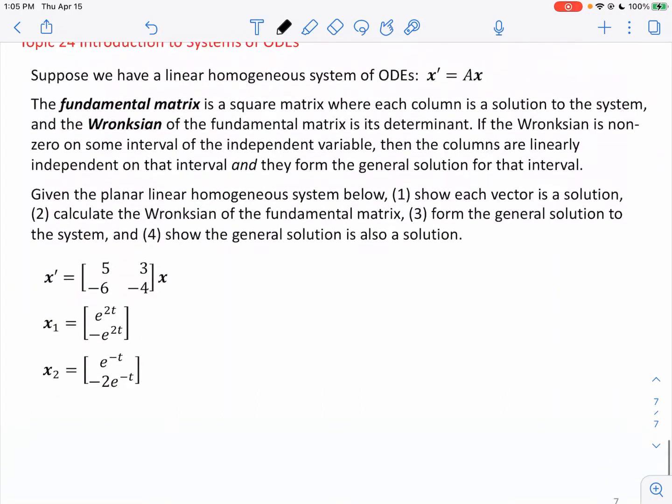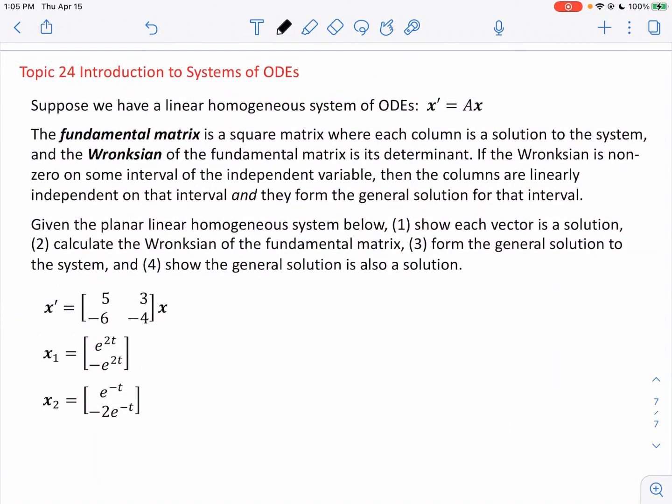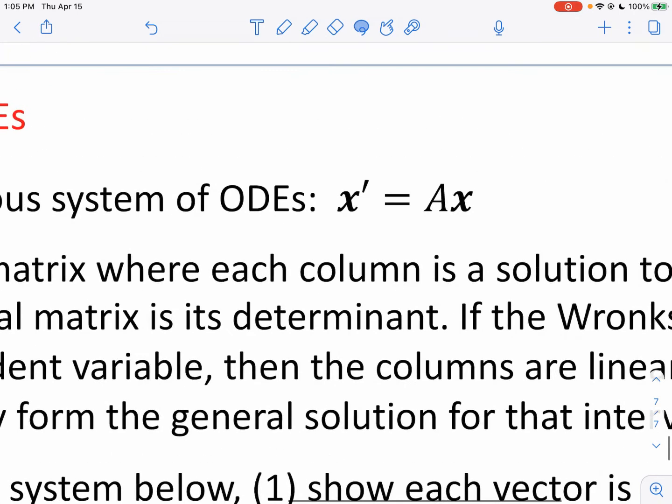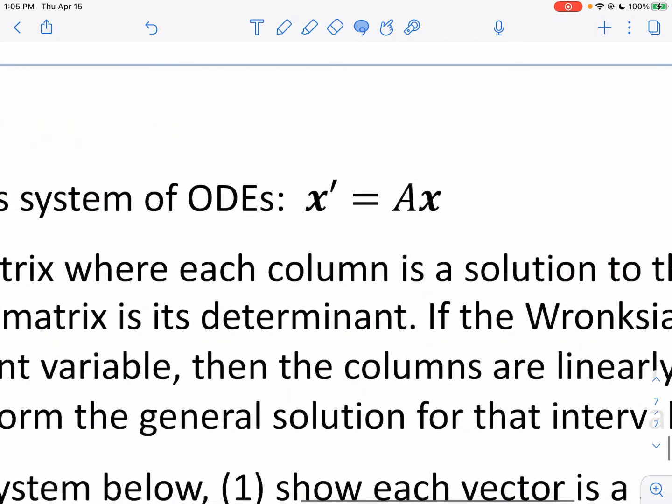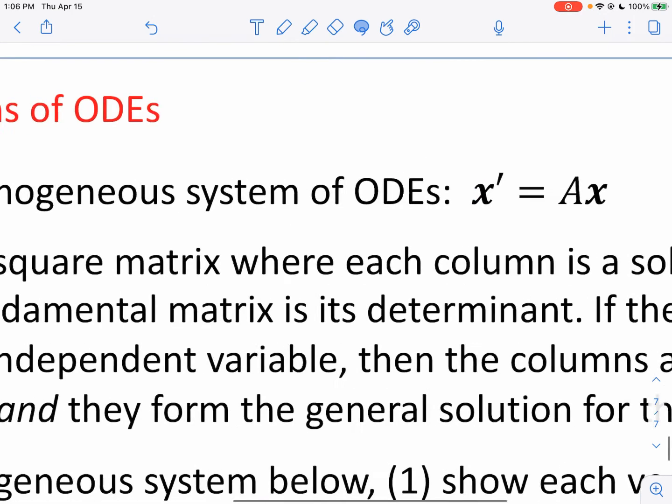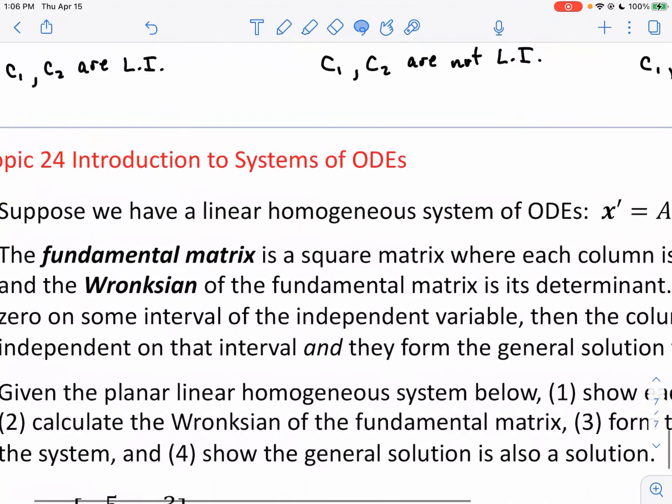Okay, now we're on our last slide. Suppose we have a linear homogeneous system of ODEs. These are bold x's, by the way, so these are vectors. And then we have a coefficient matrix, and we have a plus 0 over here, so that makes it homogeneous. Notice I'm not saying that this has to be autonomous, so it's possible that the coefficients of A have some t's involved in that matrix, but this is homogeneous and linear.